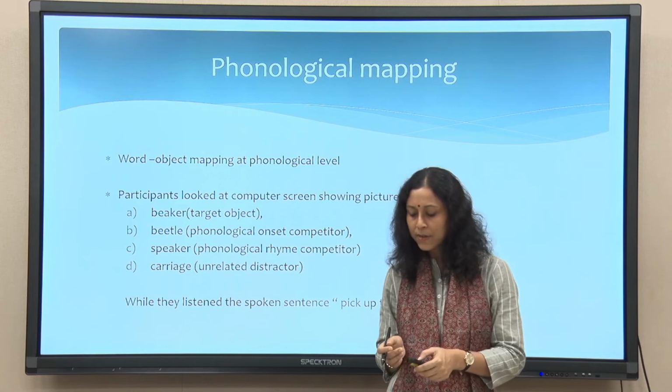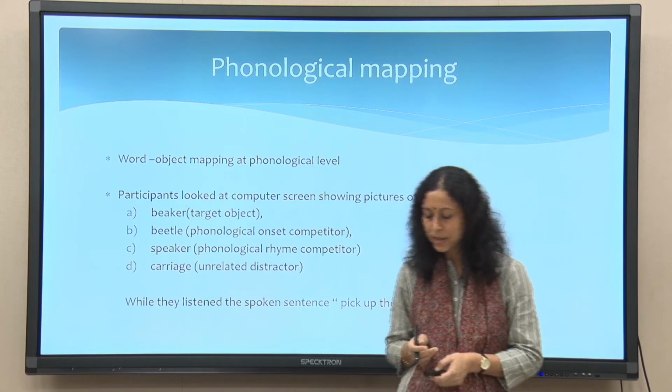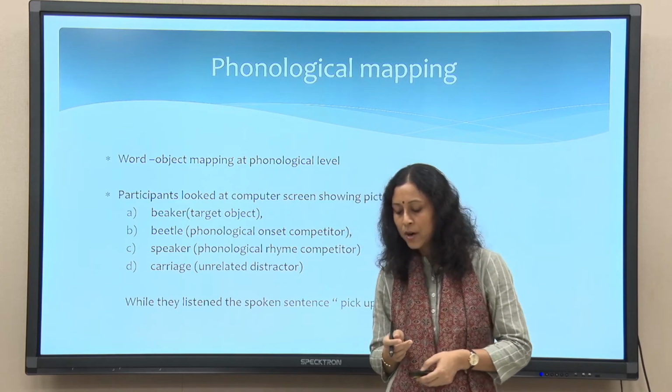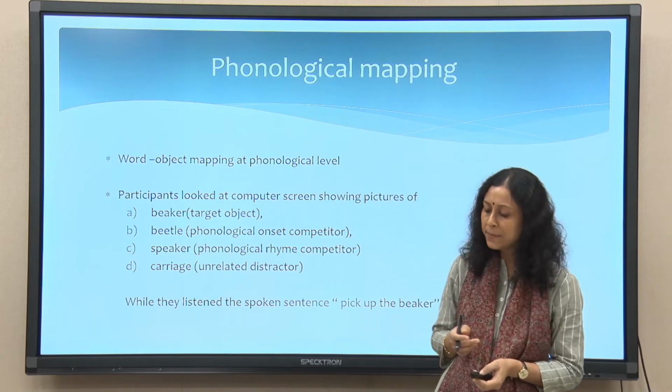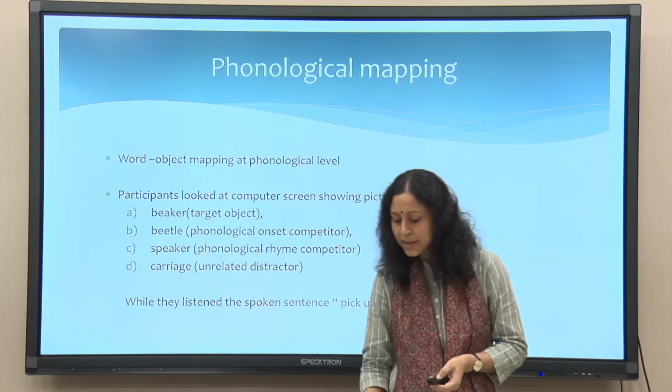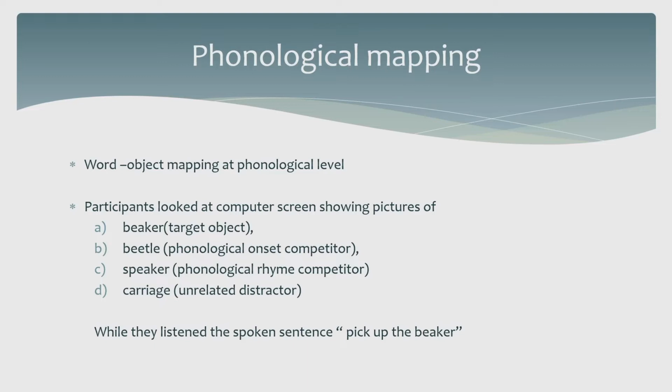We will look at one famous study, perhaps the most famous study on word object mapping at the phonological level. I had just talked about this. Participants looked at a computer screen showing pictures of a beaker, beetle, speaker and carriage. The carriage is the unrelated distractor, it has nothing to do with the target, and beaker is the target because the sentence is, pick up the beaker.